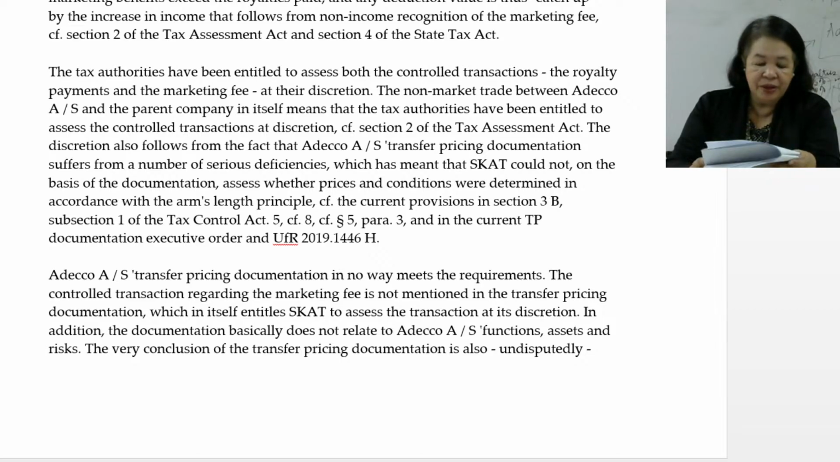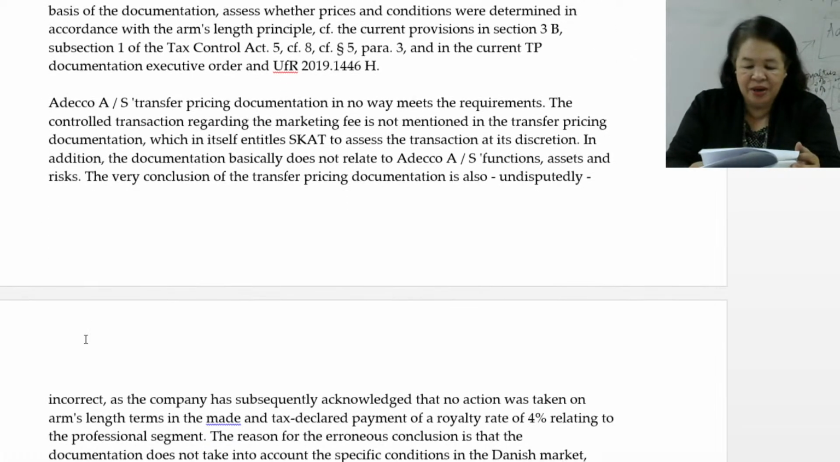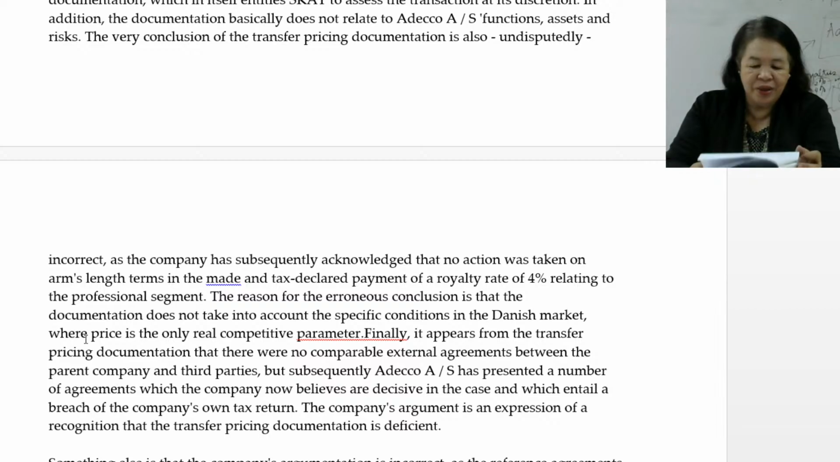The very conclusion of the transfer pricing documentation is also undisputedly incorrect. No? So, incorrect daw yung transfer pricing documentation. Ang conclusion, no? That company has subsequently acknowledged that no action was taken on arm's length terms in the made and tax declared payment of a royalty rate of 4% relating to the professional segment. The reason for the erroneous conclusion is that the documentation does not take into account the specific condition in the staffing market where price is the only real competitive parameter.